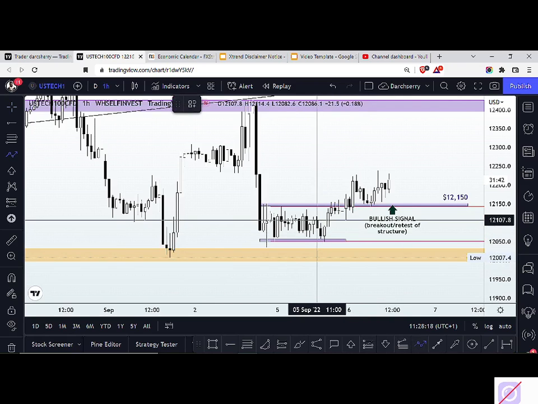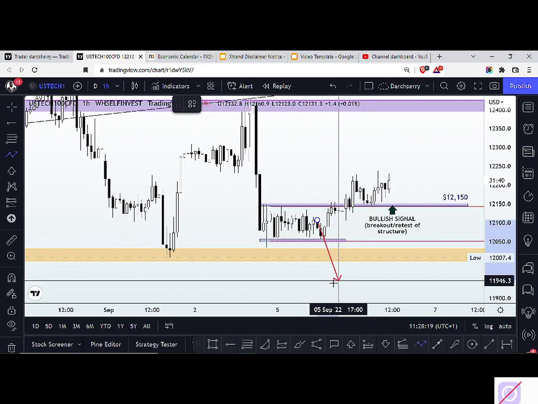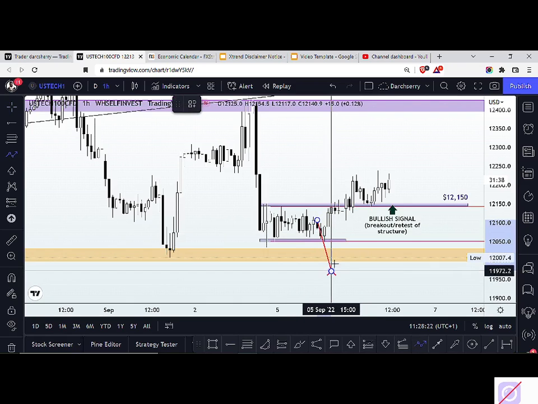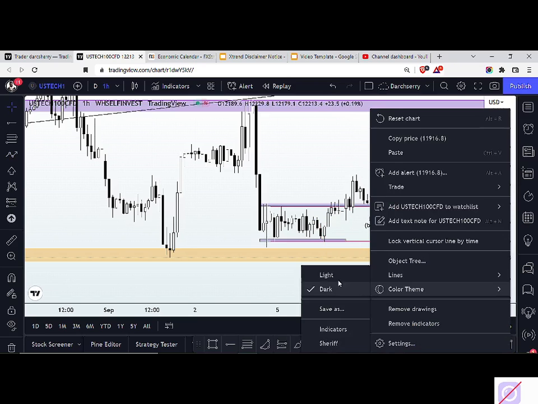pattern like this, we expect that price is going to break down that channel to give us a signal where a retest of structure will give us a confirmation to the downside.